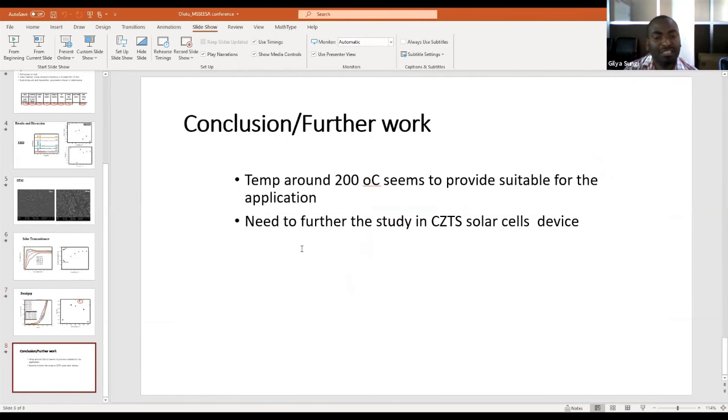Our conclusion is what I've said, but this needs to be further applied in a CZTS solar cell so that we can see whether these changes in the properties of zinc oxide will have an influence on the CZTS solar cell itself. Thank you very much.